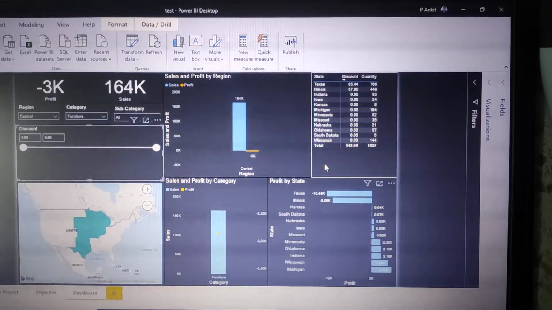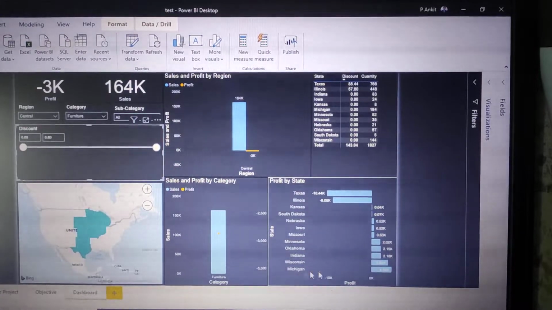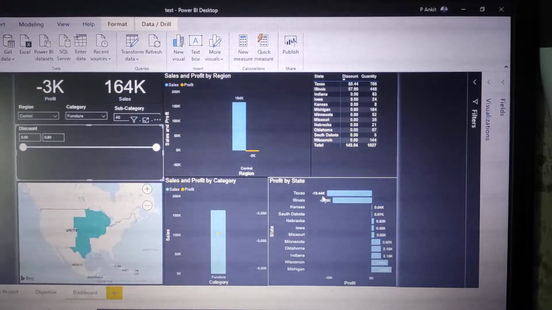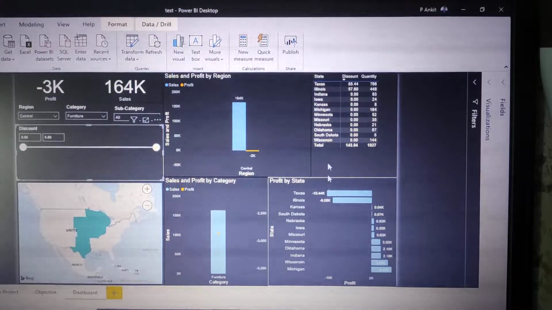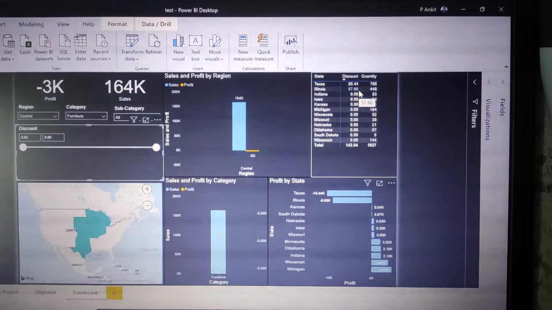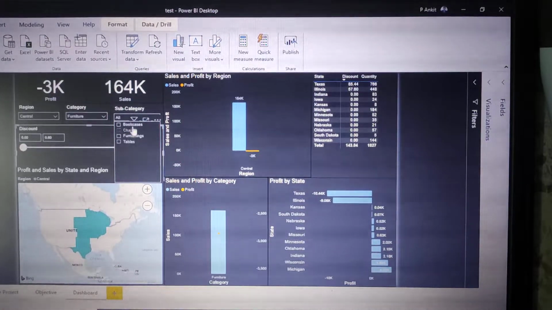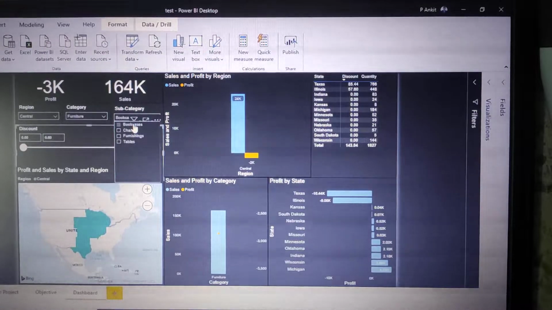In the furniture category, Texas has a negative profit, as does Illinois, and the maximum profit is in Michigan. But these two states have the least profit because of the discounts we have, 85% and 57% on the furniture category. So what if we look at a subcategory, that is bookcases.